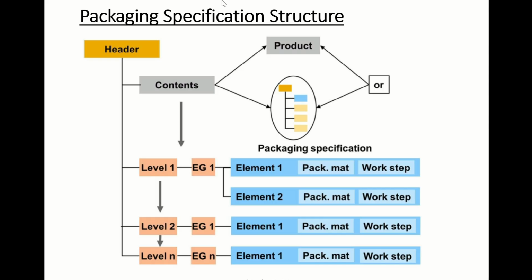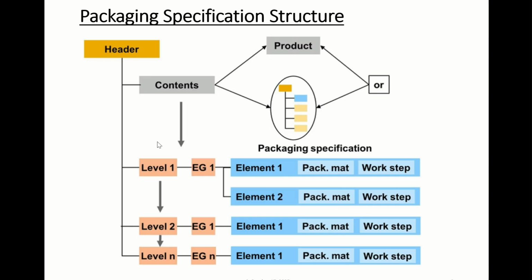Let's break down the main components. First you have the header, then you have the content, and then you have levels, then elements, and even your work step. So what is a header? Header contains all the general data such as number, description, validity, and all those things. And within that you also have your content, which is actually the product that you want to pack.